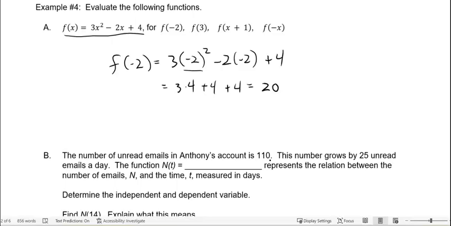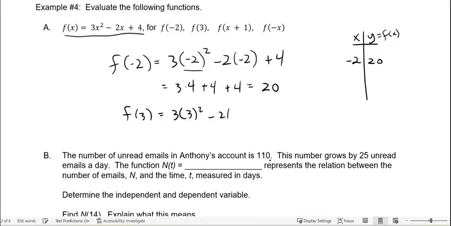Input and output. Sometimes you'll see functions written like this, x and y, or that could be f of x, all right, like a list of functions. So an input of negative 2 would give me an output of 20. How about 3? F of 3 equals 3 times 3 squared minus 2 times 3 plus 4. That's 27 minus 6 plus 4. 27 minus 6 is 21. Plus 4 is 25. So an input 3 gives me an output of 25.